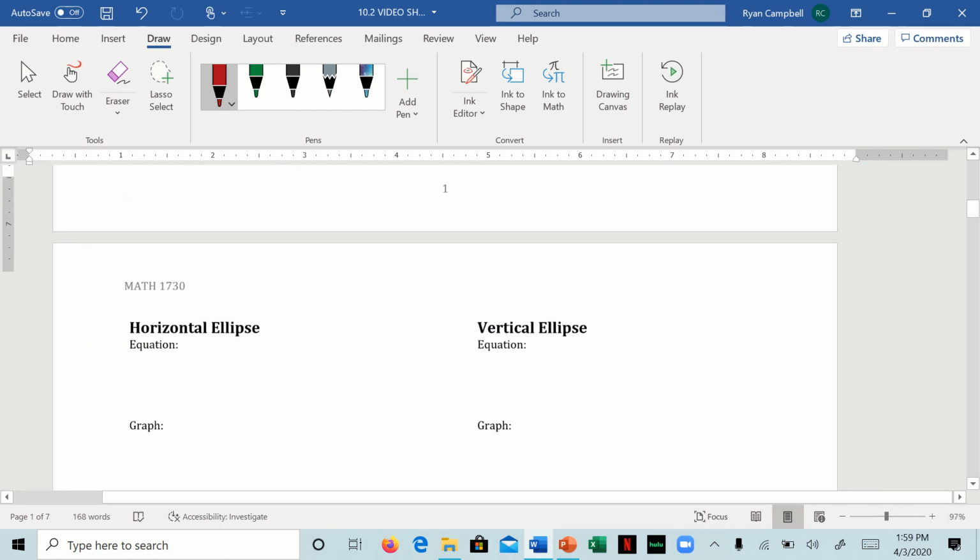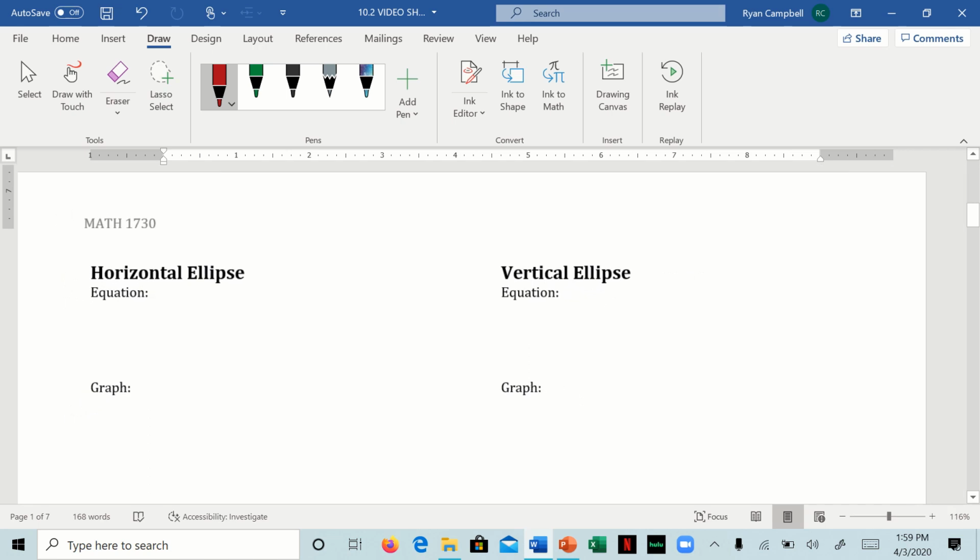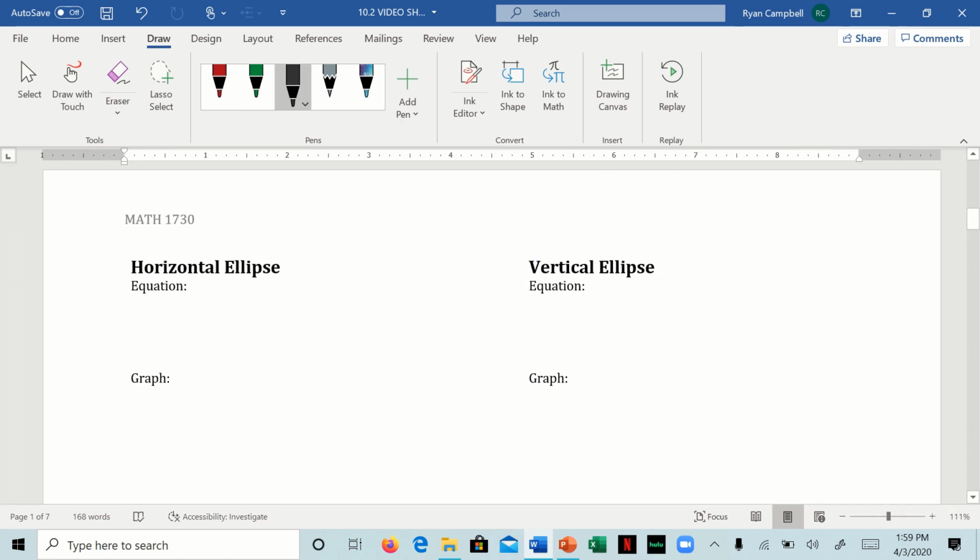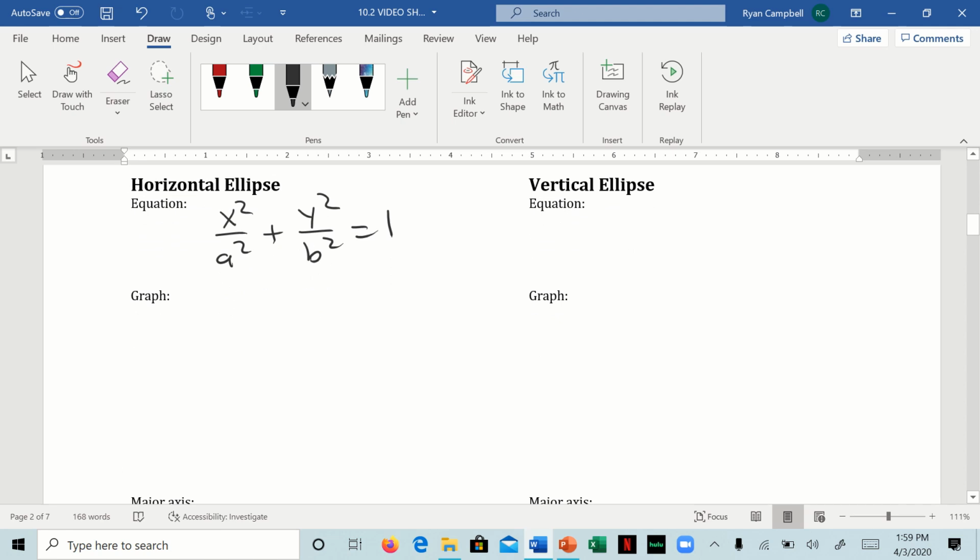You can memorize the ins and outs of every little individual thing, but I think these are probably the better ways of doing it. This is how I specifically do it. If we have a horizontal ellipse, it's going to be x squared over a squared plus y squared over b squared equals 1. And so, of course, a horizontal ellipse is going to be on the horizontal axis.